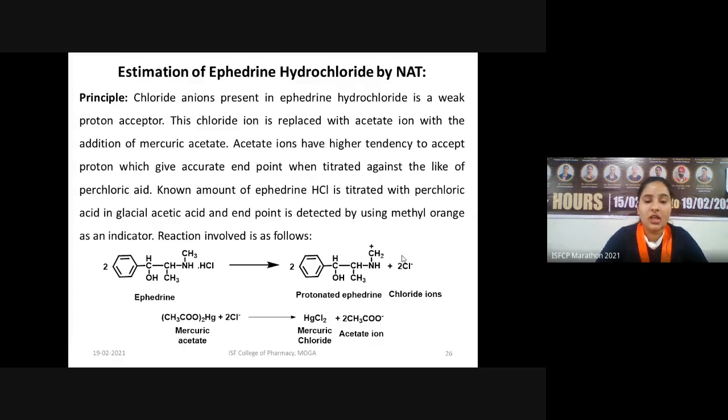How will the estimation be done? As ephedrine is going to release chloride ions, the number of chloride ions which we will be getting is equal to the ephedrine present with us. The number of chloride ions will then be exactly the same as that of the acetate ions which we will be getting. So indirectly, by estimation of acetate ions, we are finding out the number of chloride ions, and by that indirectly we are finding out the concentration, the strength, or we are performing the estimation of ephedrine.